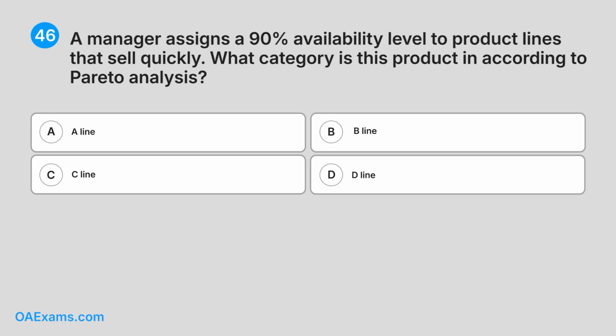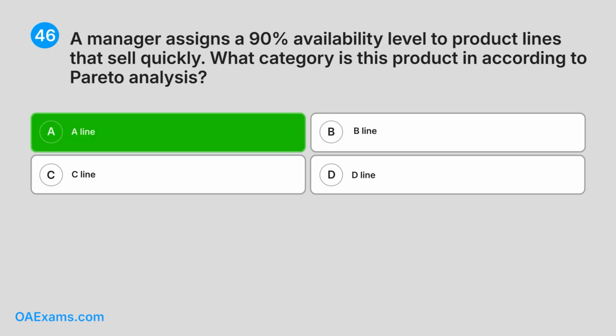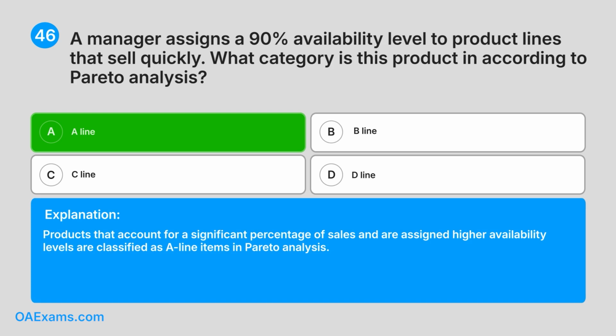Correct answer. A. A line. Explanation. Products that account for a significant percentage of sales and are assigned higher availability levels are classified as A-line items in Pareto analysis.